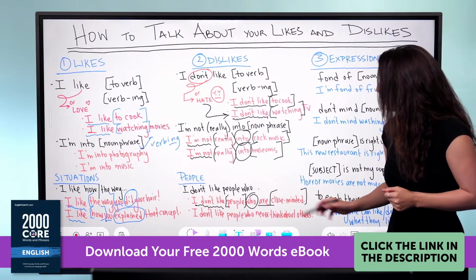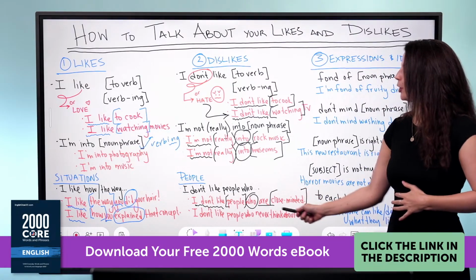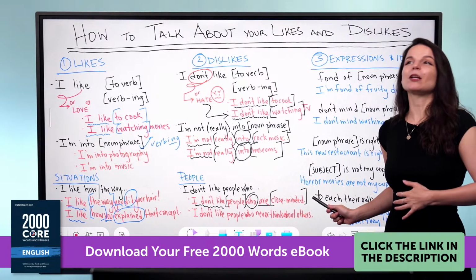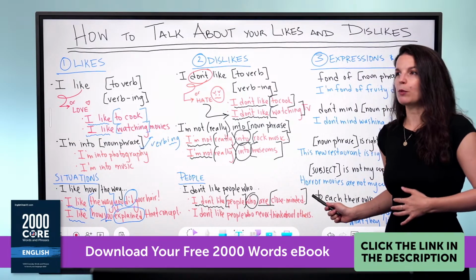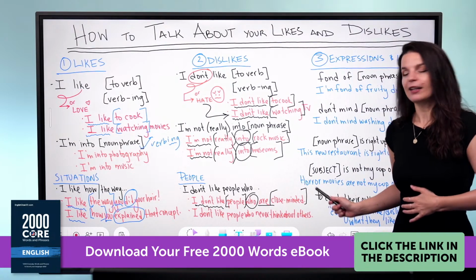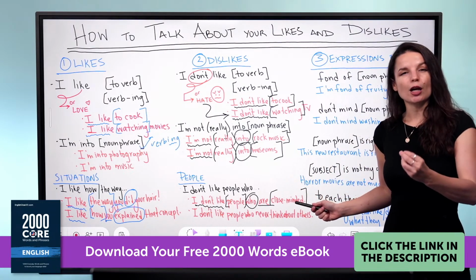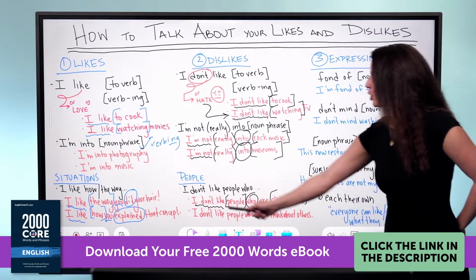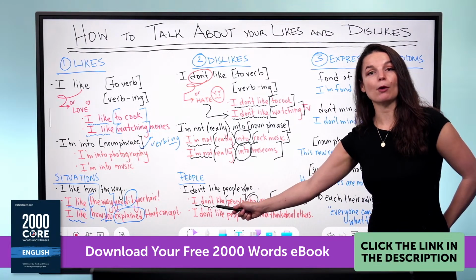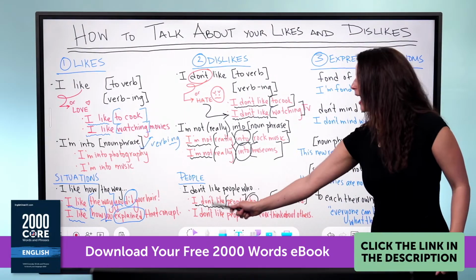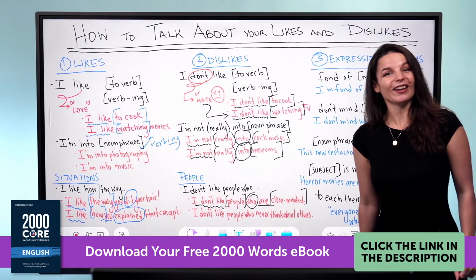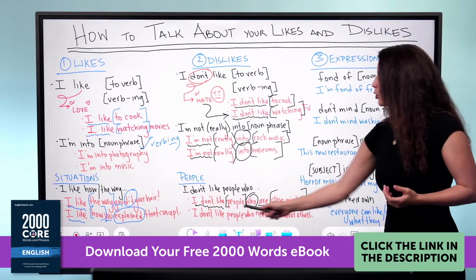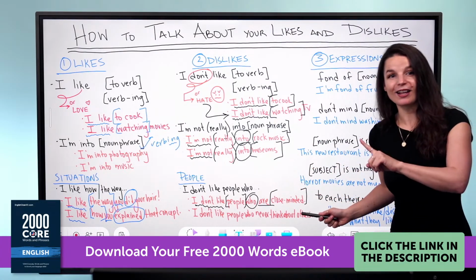So you can use this pattern to talk about a personality type. I don't like people who are loud, or I don't like people who are selfish. I don't like people who are arrogant. Yeah? You can use this pattern to talk about personality types you dislike. Okay? And of course, you can change this to the positive by removing don't. So, I like people who are kind, or I like people who are funny, right? So we can use this pattern to talk about personalities that we like and dislike.